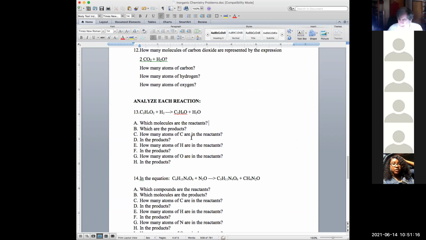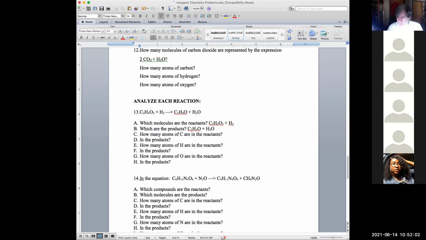So let's look at this. Here we have some chemical equations. Which molecules are the reactants? Okay, so remember the arrow starts at the reactants. So C2H4O2 and H2 are our reactants. Notice you can't just write C and H and O because those aren't molecules. Those are just the elements, and there's C and H and O in the reactants, but there's also C and H and O in the products. So that doesn't really tell me anything. So what are the products? C2H4O and H2O.